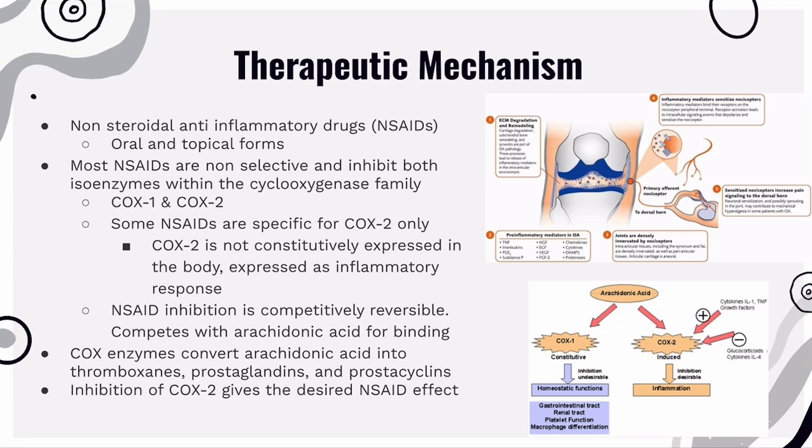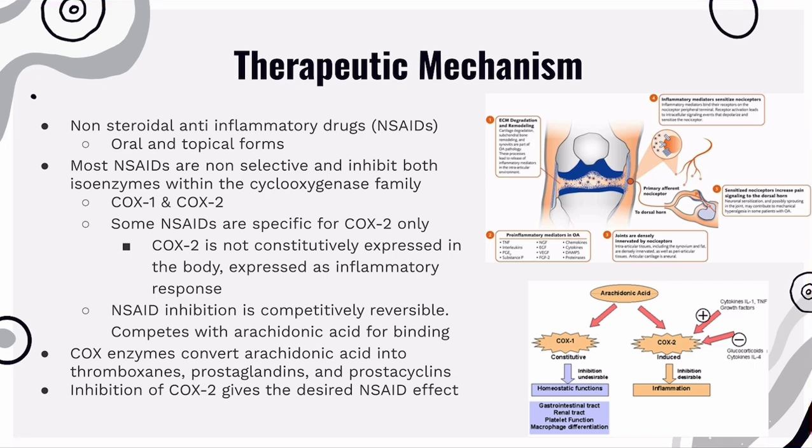NSAIDs are the main drugs used to alleviate osteoarthritis. There are oral and topical forms. Most NSAIDs are non-selective and inhibit both isoenzymes within the cyclooxygenase family, known as COX-1 and COX-2. COX-1 is constitutively expressed and is known as the housekeeping enzyme that maintains the mucosal lining of the GI system, among other functions. COX-2 is expressed as an inflammatory response.